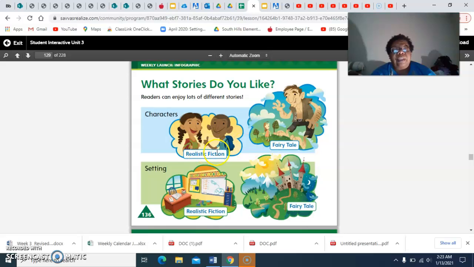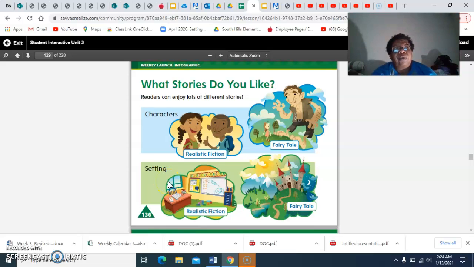And so we have the realistic fiction for characters here, a boy and a girl. Then we have a giant, and then we have the little girl for the fairy tale. Then for the setting, we have realistic fiction and then fairy tale. So think about and discuss with your family what characters are and what setting is. Characters are normally the people or animals in the story. Setting is where it takes place. And so be thinking about that.